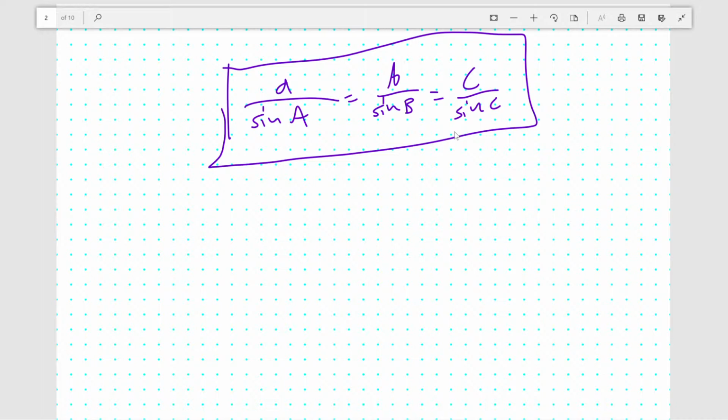It's pretty catchy. Alright, so what this basically means is that the ratio between the length of a side and the sine of the opposite angle is always constant. And we're going to set about proving that. So, Q. Prove that.